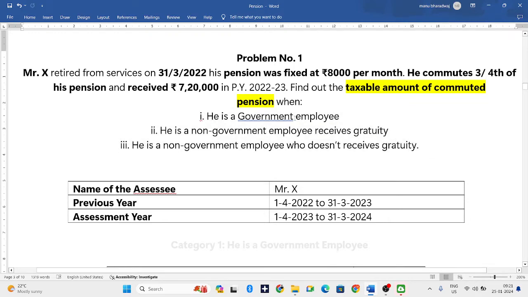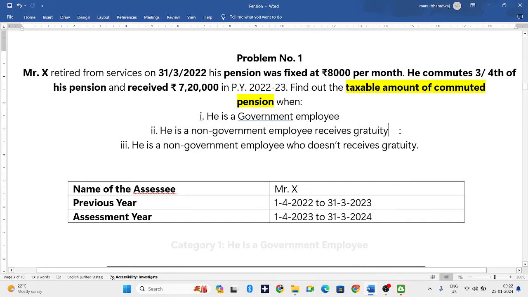Case number 1, if he is a government employee. So the chart which I have explained in my previous video, that table you should remember. If he is a government employee, in case of commuted pension, it is fully exempted. Second case, he is a non-government employee, receives gratuity.